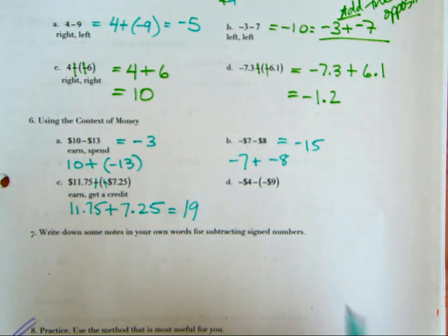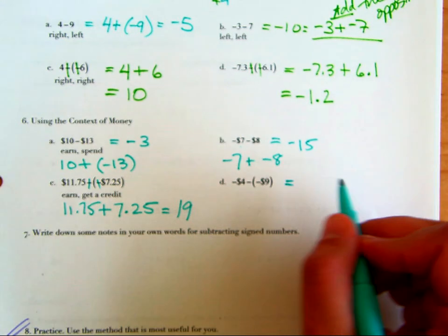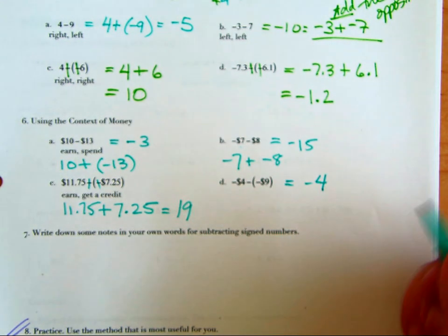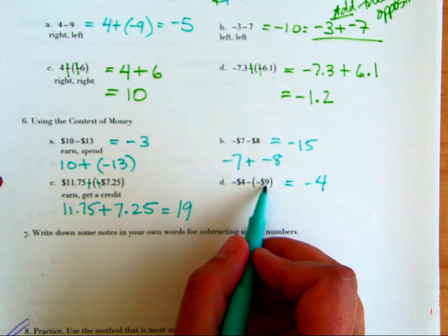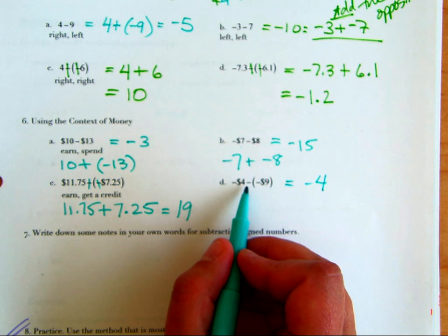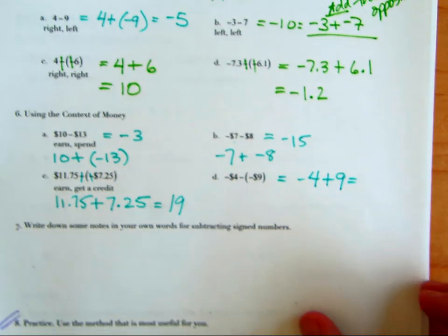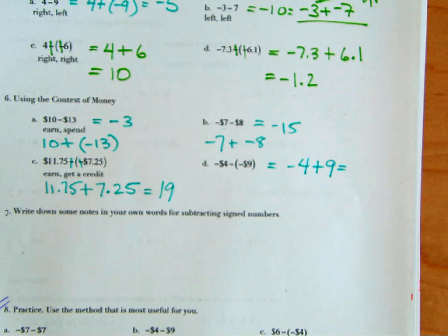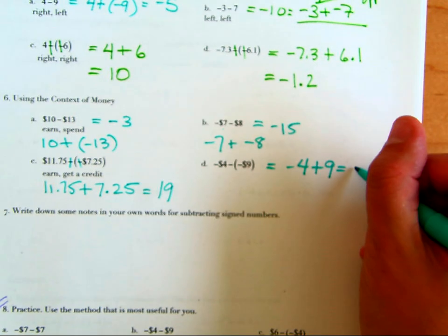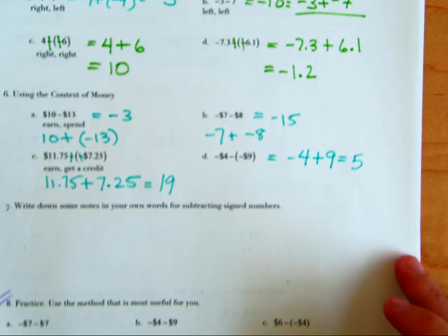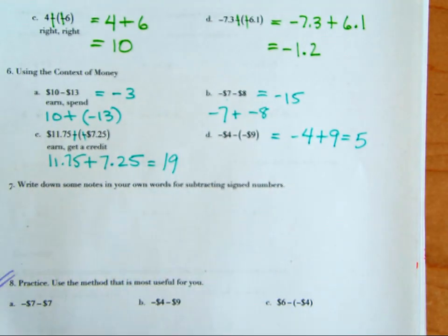Okay, here, let's rewrite it. -4, we spent -9, but now we're getting our money back. So that's the same thing as +9. Do you see where I'm getting that? -4, why I'm changing it to +9? Okay, and then what do we get? +5.